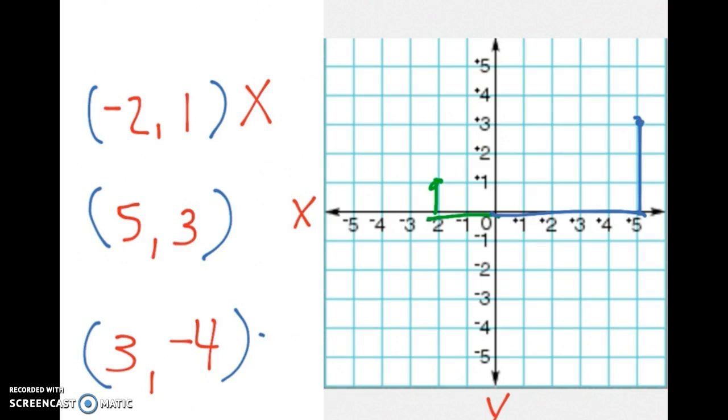For the last one, it says 3, -4. For this one, we would go over 3, and because it is negative, we would go down 4. And our point would be there.